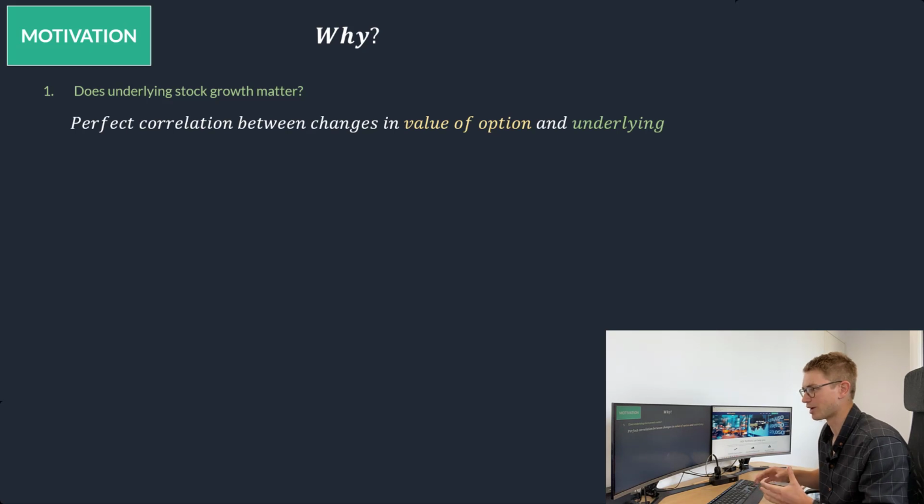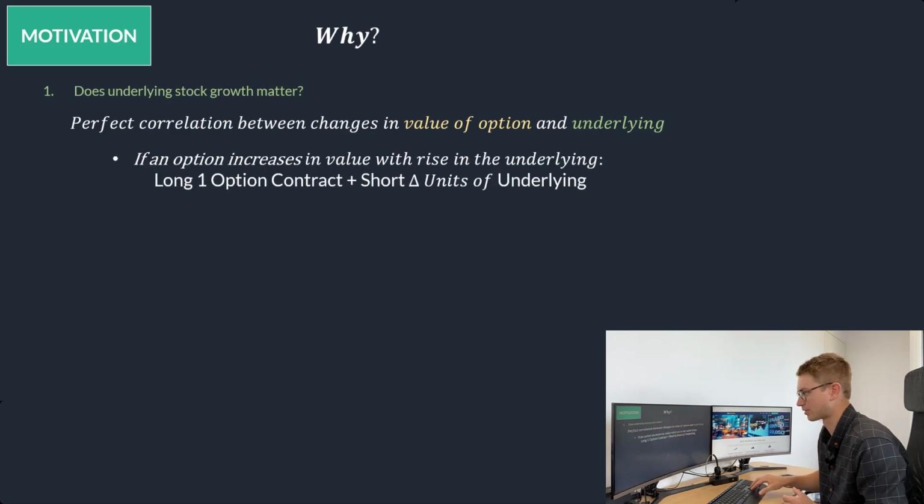The answer is no. And the reason is because we're actually exploiting this characteristic of the derivative and the underlying, that there is a perfect correlation between the two. If the only random variable is the underlying that we're trying to value, then it is in fact a perfect correlation.